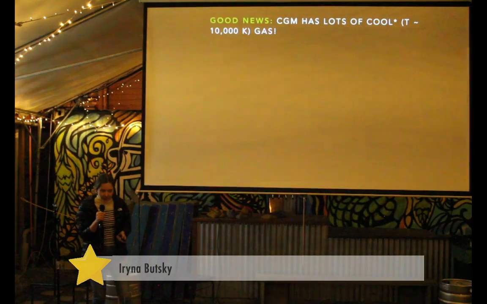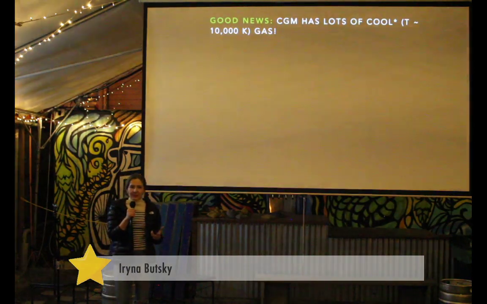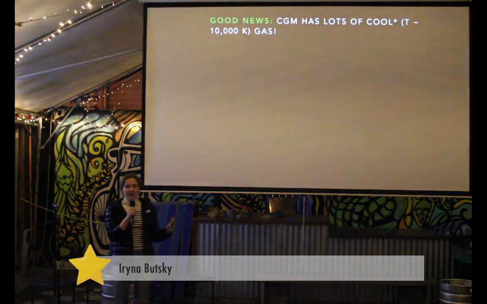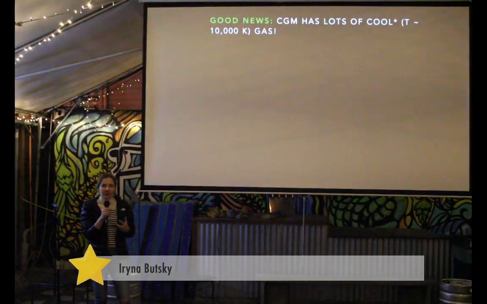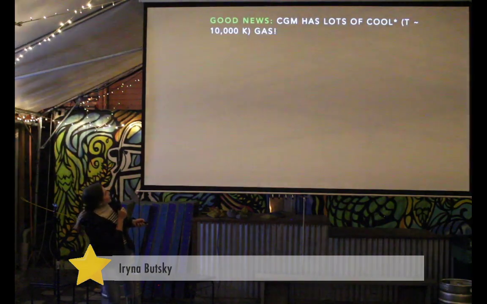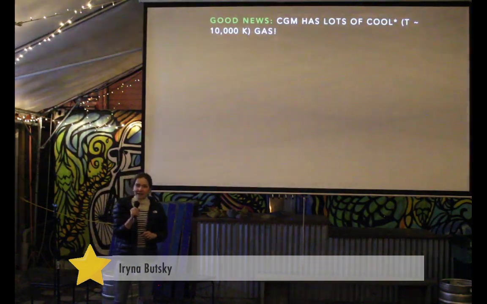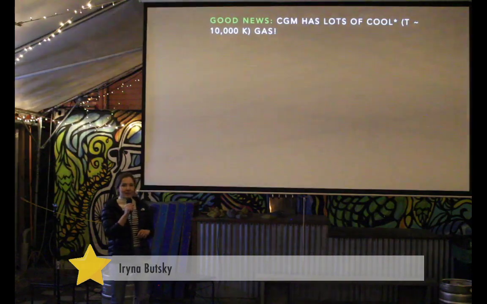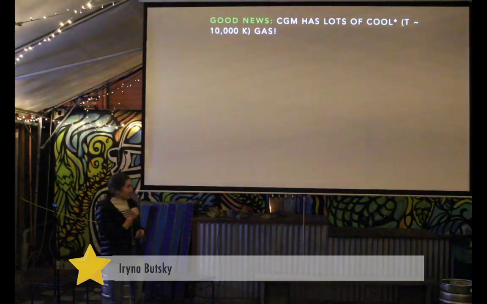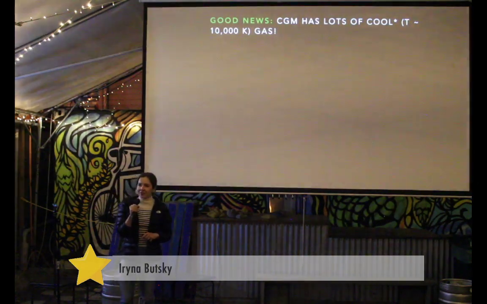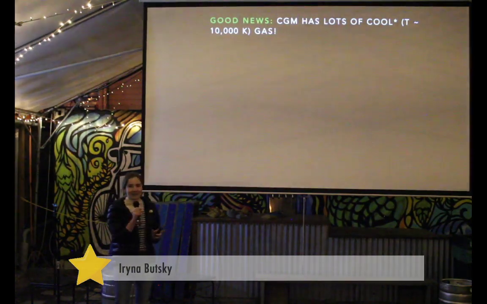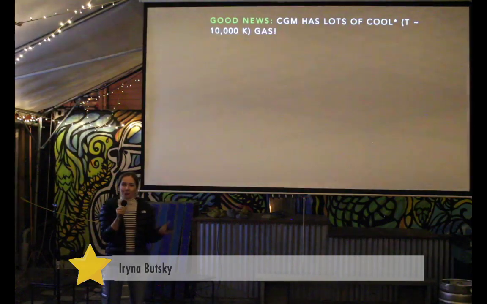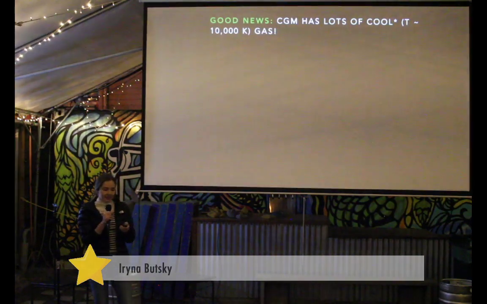And so the good news is, with these observations of the CGM, we now know there's a lot of cool gas in the CGM, and it's enough to sustain star formation. And that's great news. And also, I should say, when I say cool gas, I really mean gas that's about 10,000 degrees Kelvin, which is hotter than the surface of the sun. But for our intents and purposes, this is considered cool relative to the other gas in the CGM.